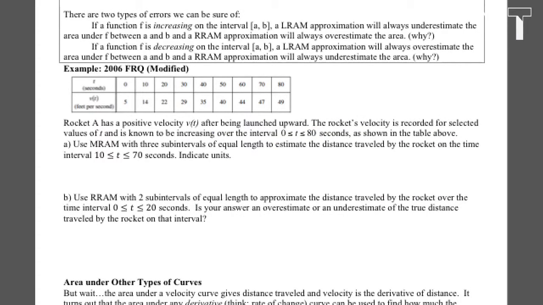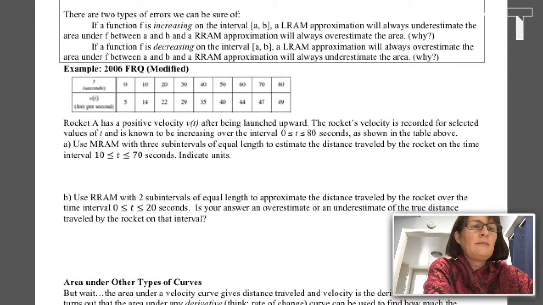So here's an example from your handout. I have a rocket that has a positive velocity. Again, I don't know the velocity function. All I know is certain particular values, but that's okay. That's perfect for making a Riemann approximation. Here I've been asked to use MRAM with 3 subintervals to estimate the distance that this rocket travels between time 10 and time 70.